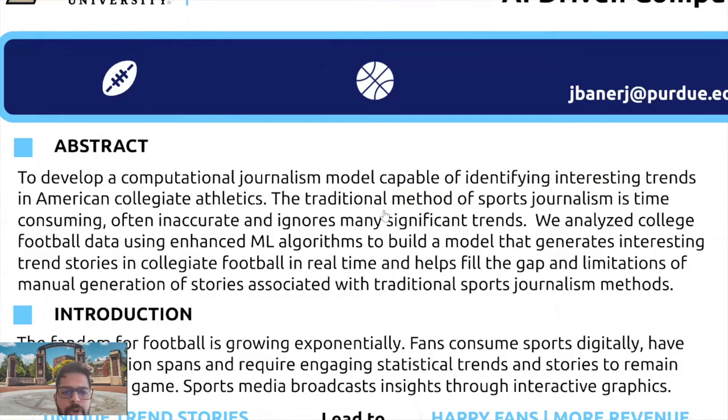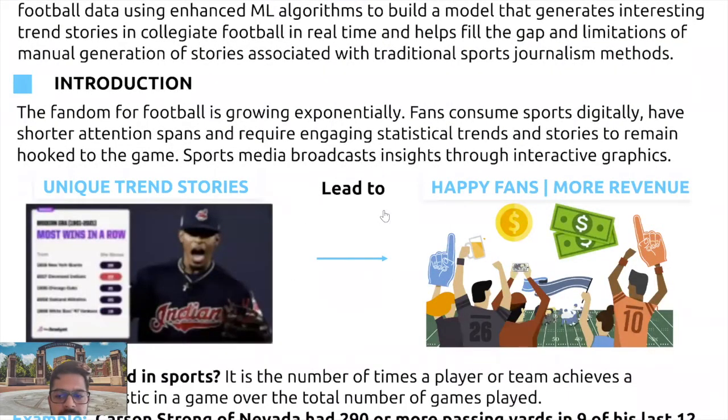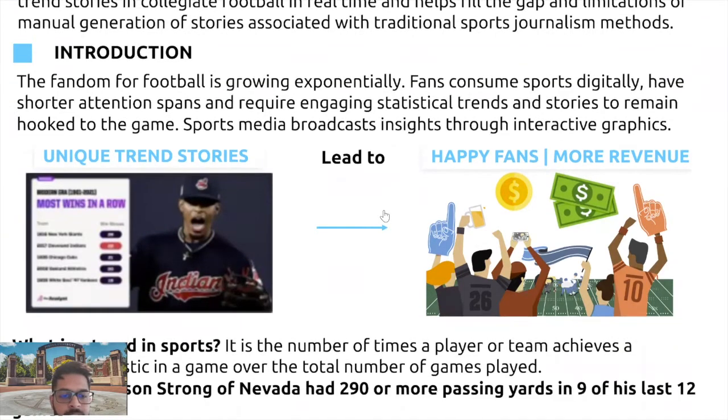Abstract. Computational journalism can be defined as the advanced application of computing algorithms and automation to gather, evaluate, present, and distribute news. Introduction. According to estimates, there is an untapped $15 billion plus opportunity in delivering data driven insights to collegiate sports fans. Sports media makes use of unique trend stories to engage with the fans.